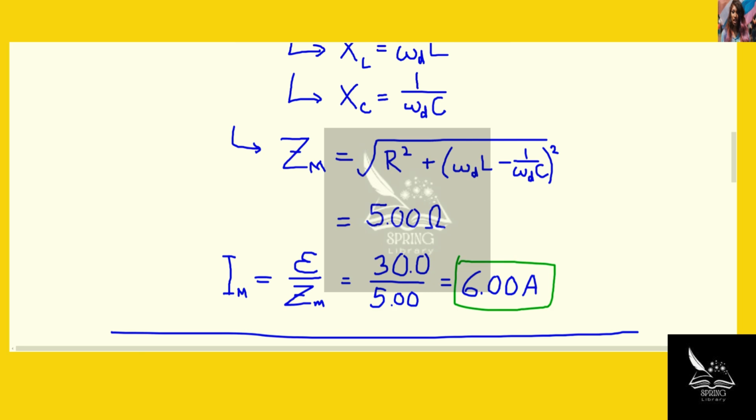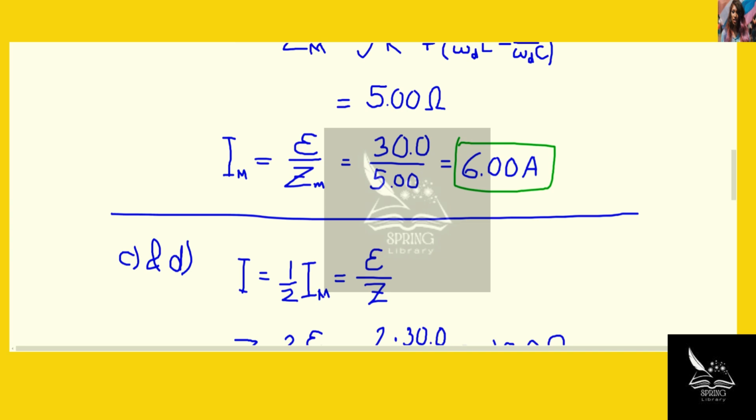Which brings us to parts C and D. This part is looking for the maximum and minimum values of frequency where the current is half of the maximum current. It uses the same formulation right up until the very end, so we're going to go ahead and solve them together.